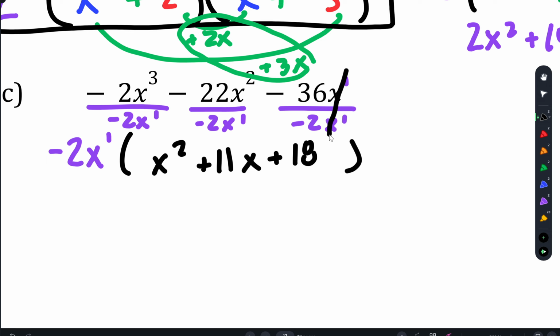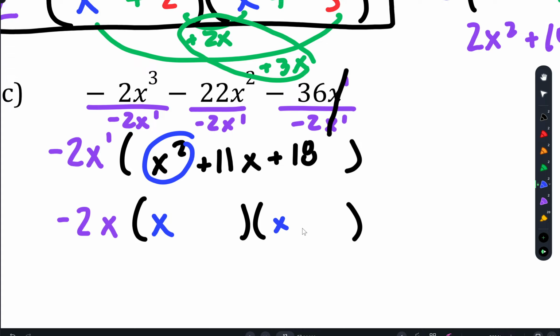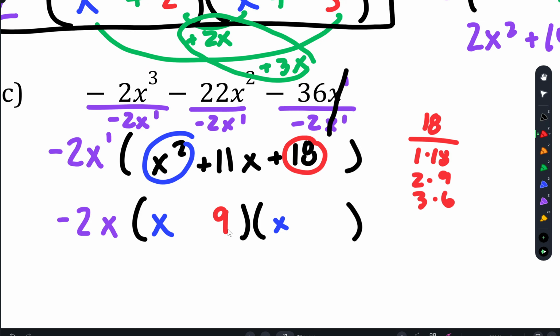Now can we factor that into two bubbles? Yeah, because we have a degree of 2, right? So I drop my GCF down. It's not going anywhere. It's sticking with me. First in the bubbles, x and x. Second in the bubbles, 18. Factors of 18. What do we want to pick here? Nine and 2.